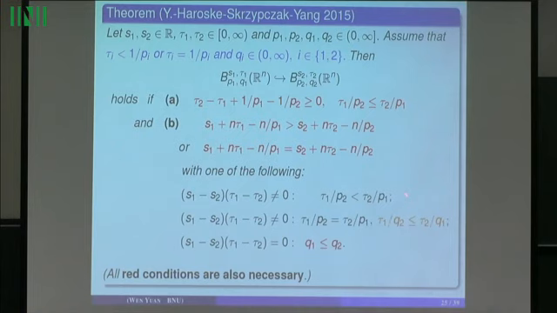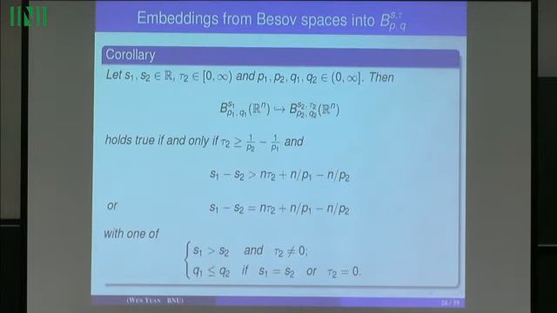And it's still unclear whether we can also show these conditions are also necessary. So the only gap is this one. But if we consider some special cases, we can get some interesting if-and-only-if conditions. Like from the Besov space to Besov tau space, we can get an if-and-only-if parameter condition.